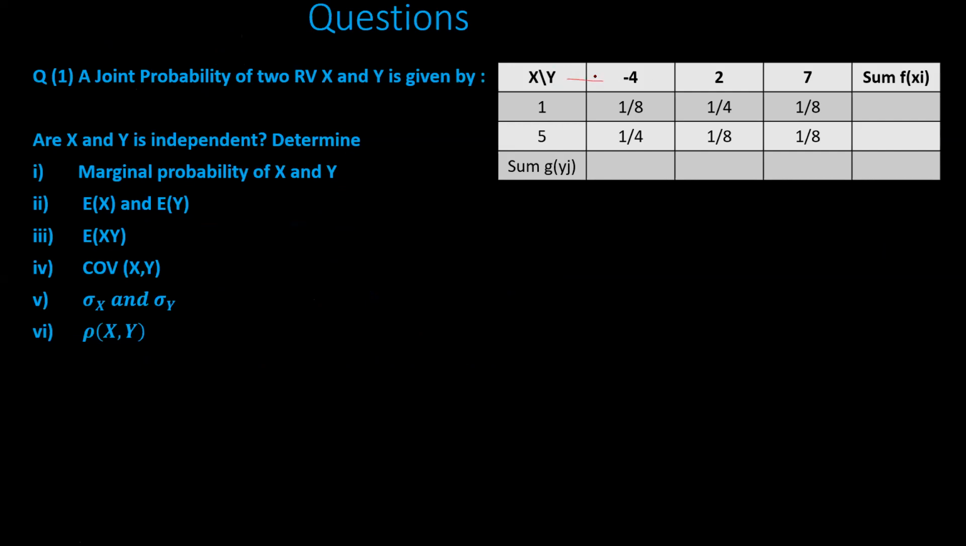Whatever is given here are the y values, and whatever is given here are the x values. So -4, -2, and 7 are the y values. 1 and 5 are the x values. So we are talking about the two variables x and y jointly. This table is nothing but the joint probability table. We can call it a joint probability table, or better, a joint probability distribution.